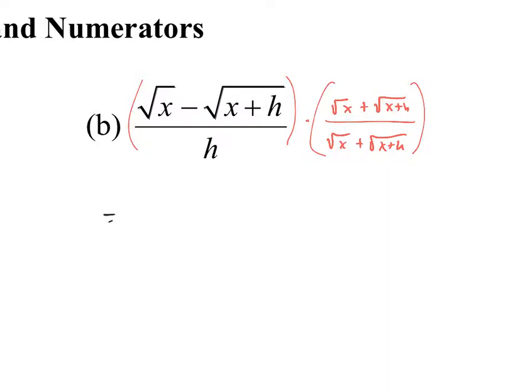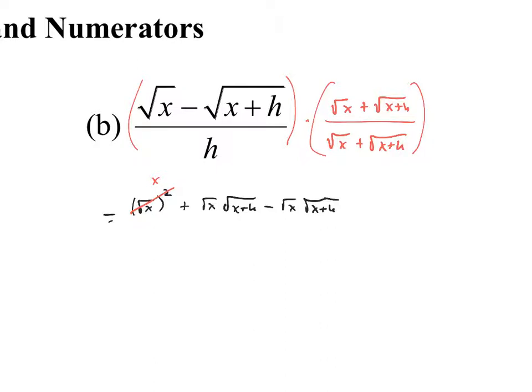Well, if we multiply, foiling it out, first would be square root of x times square root of x, which is the square root of x squared, or quite simply just x, okay? Outers would be plus the square root of x times the square root of x plus h. Inner would be minus the square root of x times the square root of x plus h. Remember, I flipped the order there, but I just wanted them to look the same. Square root of x plus h times square root of x is the exact same thing. You can flip the order with multiplication.